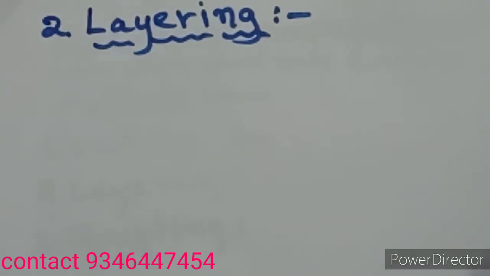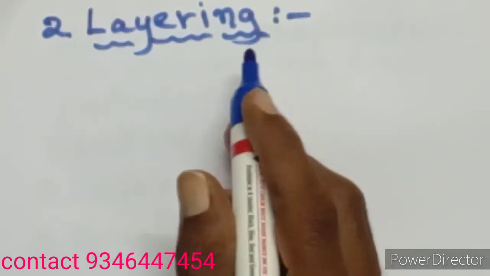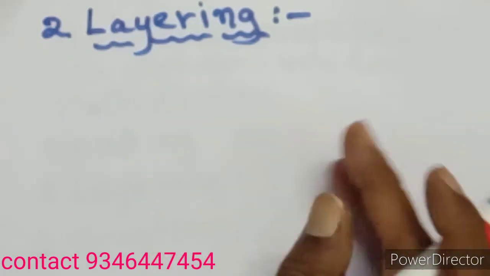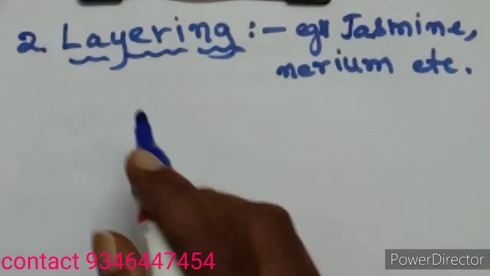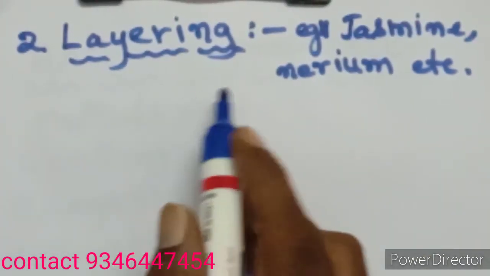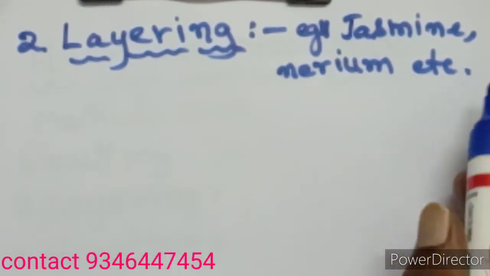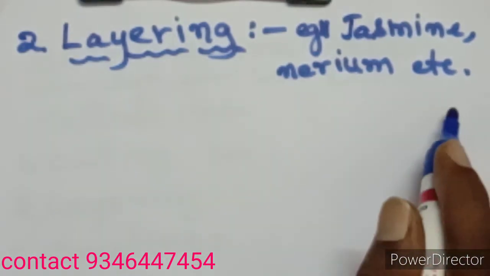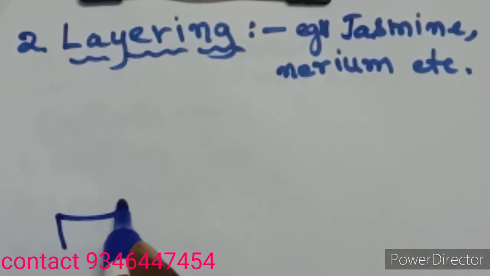Then the second method, the layering method. In this method also we can produce a number of plants. How? In this method, without cutting the stem, we can produce new plants. Generally this method is conducted mostly in jasmine plants, merium plants, etc. Then what is done? Suppose here also we take one potted plant.